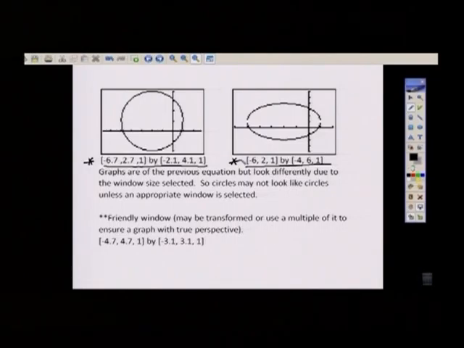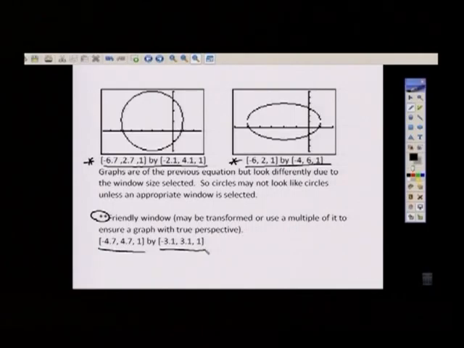Having a standard window does not show you an appropriate graph. And down here, I just gave you a little hint. There's something called a friendly window. And that friendly window is -4.7, 4.7 by 1s. So on the x-axis, it goes from -4 7/10 to 4 7/10. In the y direction, it goes from -3 1/10 to +3 1/10 by 1s. Now this friendly window will ensure your graphs look like they should.